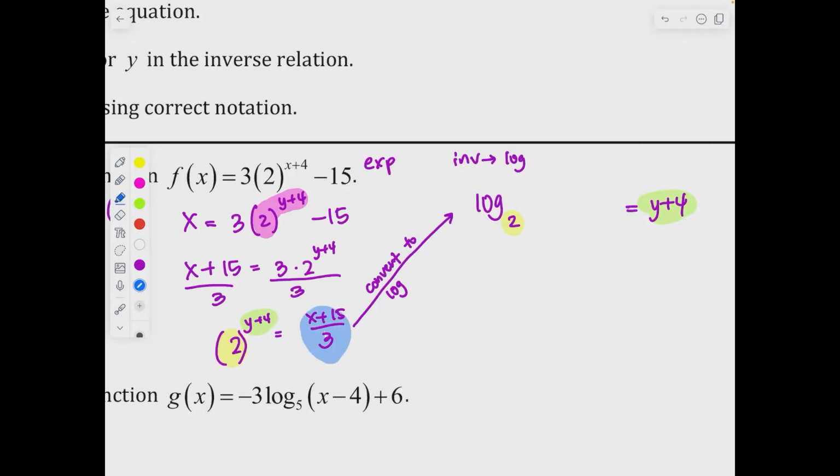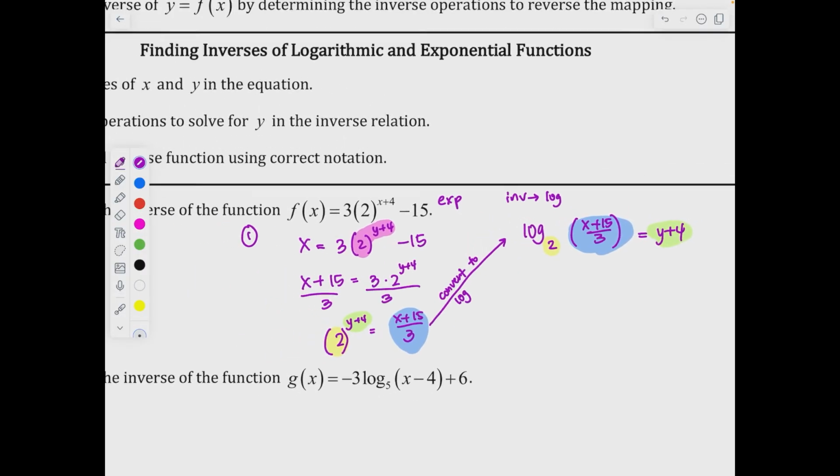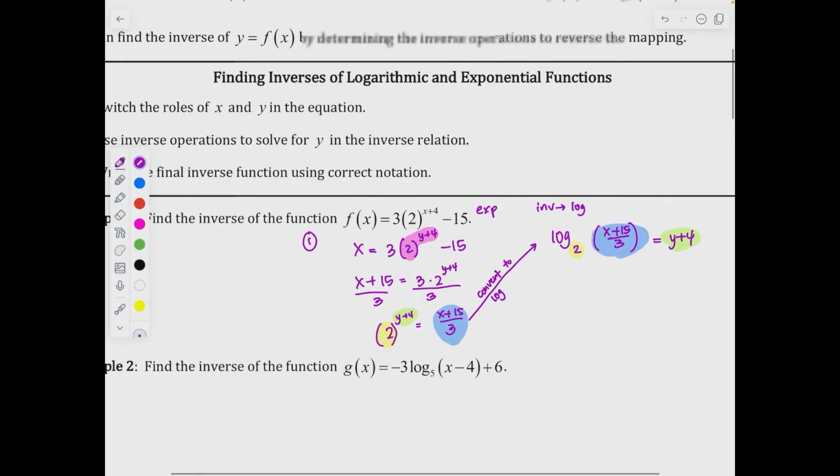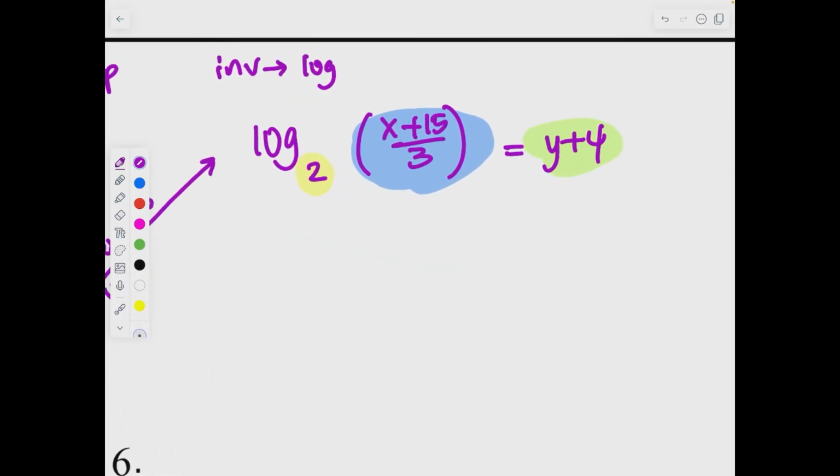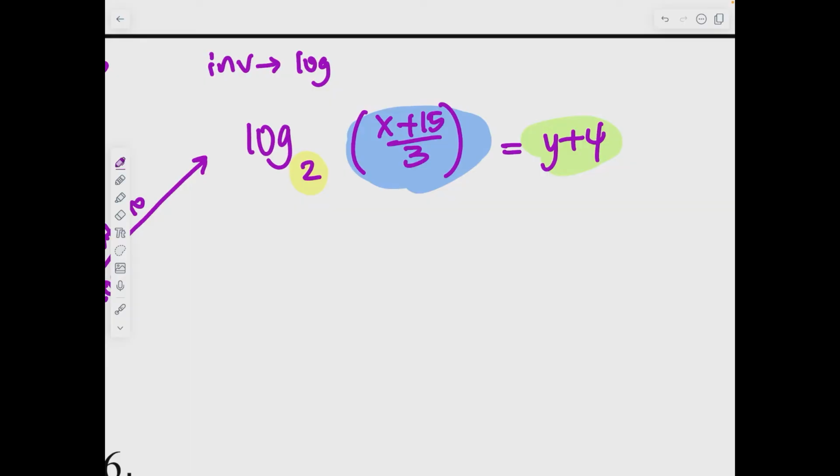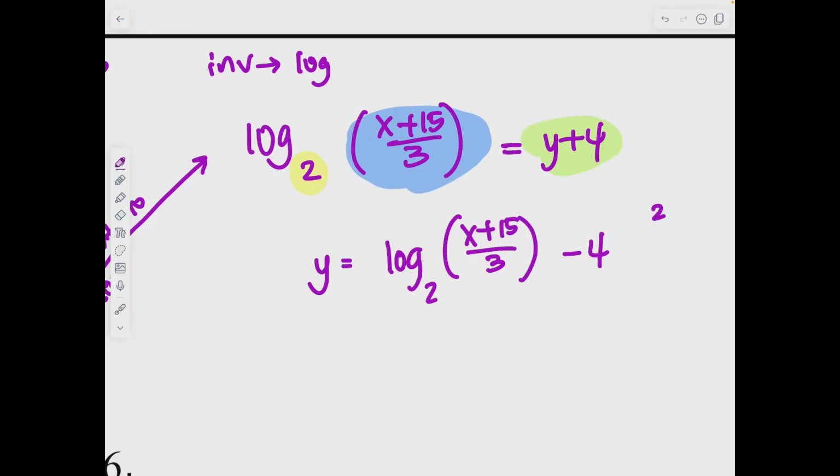Then the final part of this piece is going to go right here in blue. That's why I made more space for it. So I have the x plus 15 all over 3. All I did was convert it. Now I'm still on step number 2, and I need to solve for y. That means I need to get this y value by itself. In order to do that, I'm going to subtract the 4. So I have log base 2 of the quantity x plus 15 over 3, minus 4. That would be step number 2. I was able to get the y value by itself.